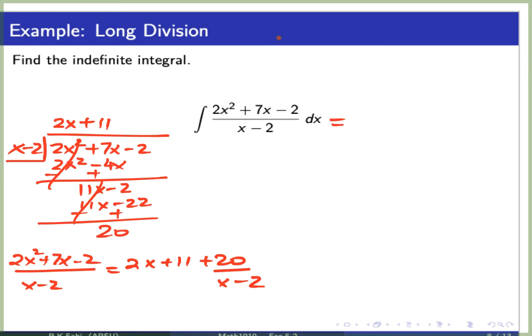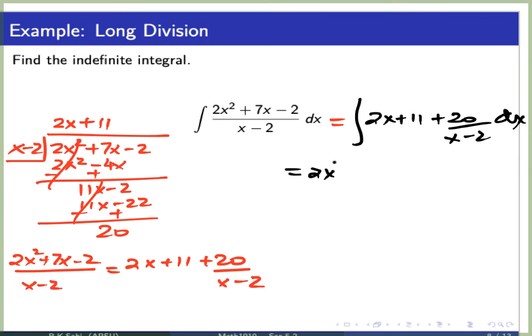So now this expression becomes the integral of 2x plus 11 plus 20 over x minus 2 dx. Now, the first two terms are easy, right? That would be 2 times x squared over 2 plus 11x. Now plus 20 times the integral of dx over x minus 2. We did similar problems a few minutes ago.